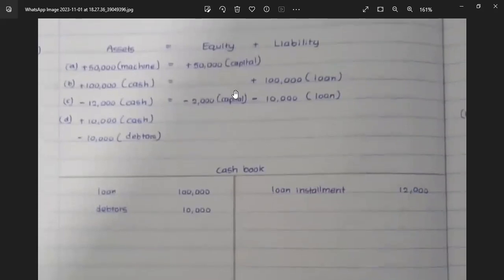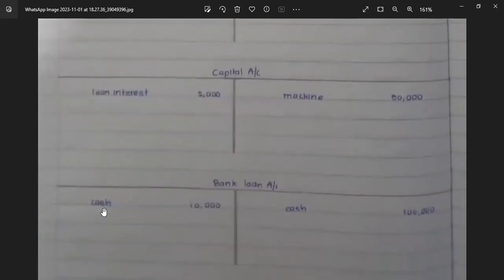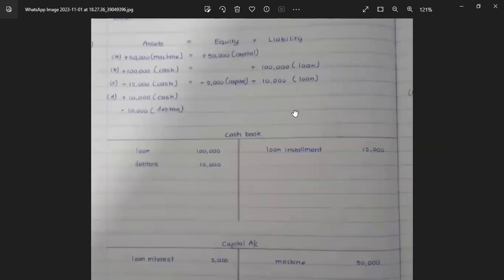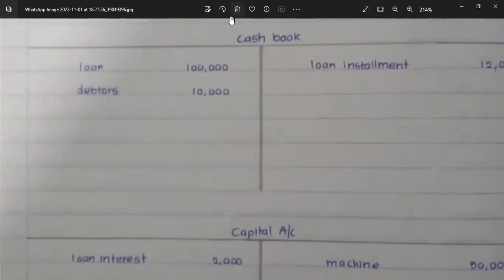Third one: paid 12,000 as bank loan installment. Out of that, 2,000 should be treated as bank loan interest. So cash book credit 12,000, bank loan account debit 10,000, only 10,000. After that, you need to draw a new account called bank loan interest account. I can't see your bank loan interest account. Where is it? You can't write the bank loan interest under the capital account. Those are two separate things.